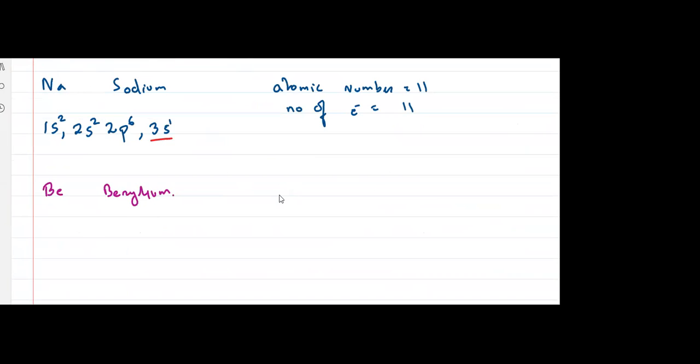What is the atomic number? Tell me, what is the atomic number? Everyone please message. 4. Very good, Shreya. Very good, Nabil. Very good, Anya. Very good, Aditya. 4. Correct. So what is the number of electrons? Tell me, what would be the number of electrons? 4. Very good. See, now you're getting it, right? Very good, Tanushri. Very good, everyone.